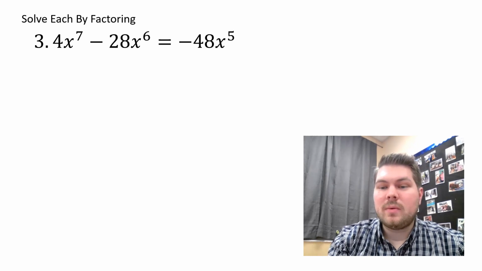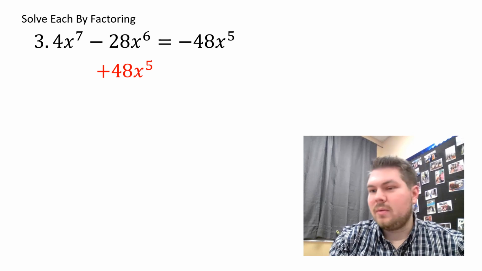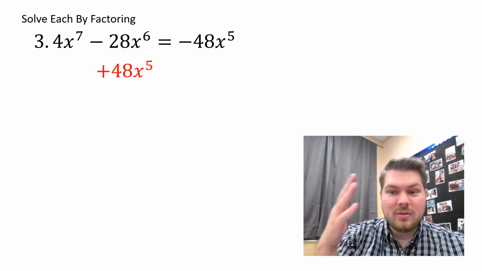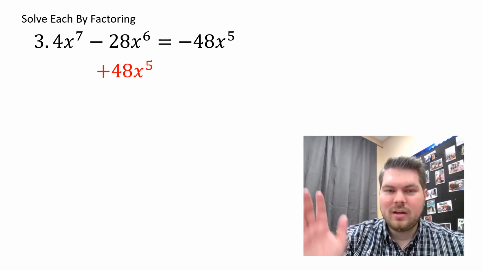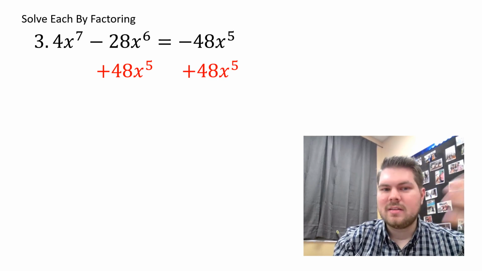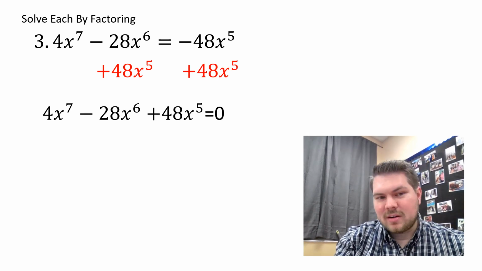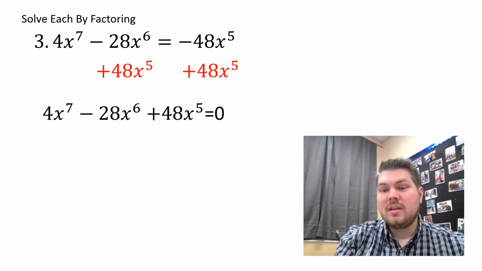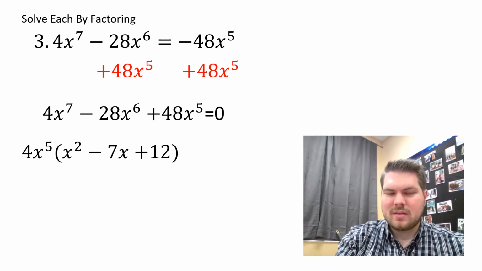So here we want to start with our greatest common factor. Oh, sorry, whoa, we want to move the other thing over. We want to move the 48 over. It's on the wrong side. And then we can do our greatest common factor, which is 4x to the fifth.